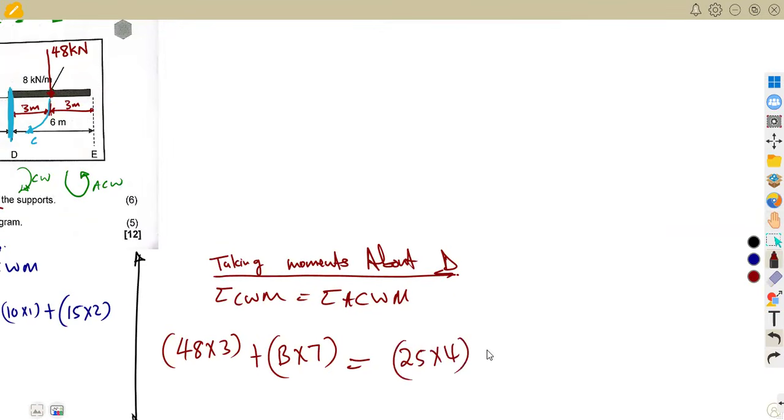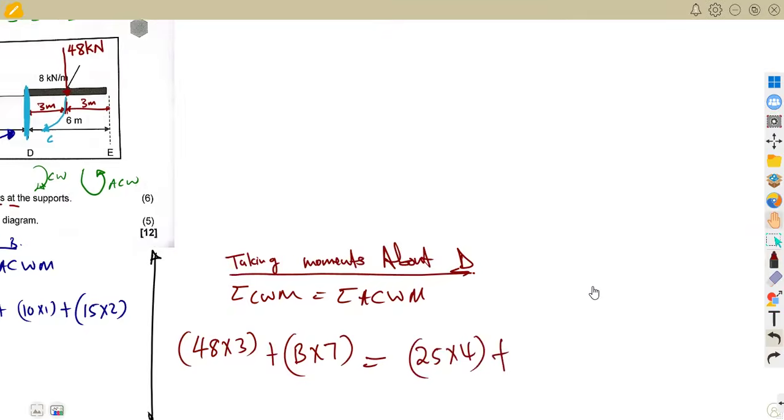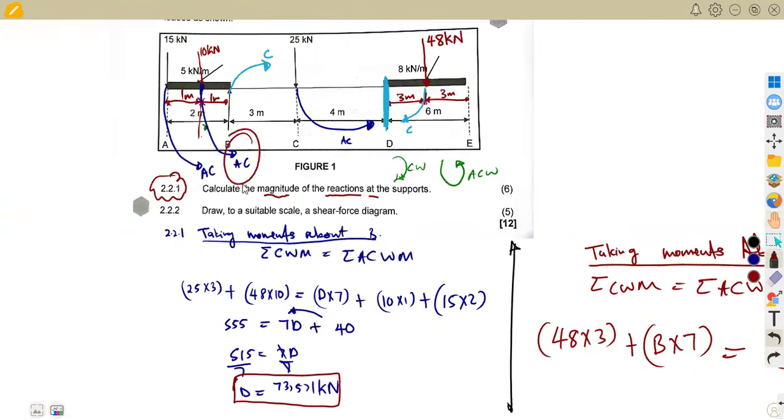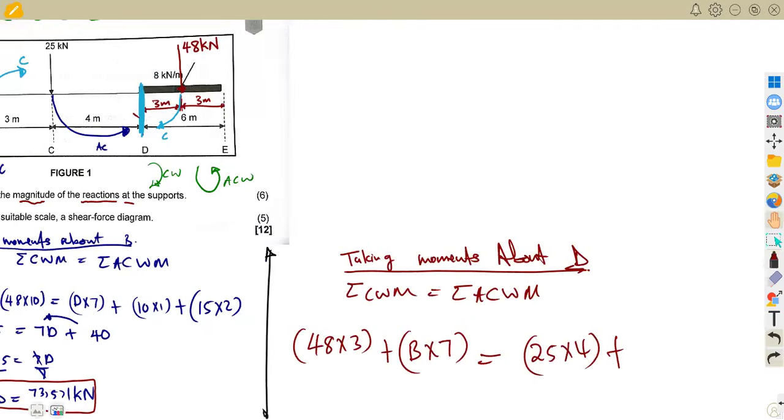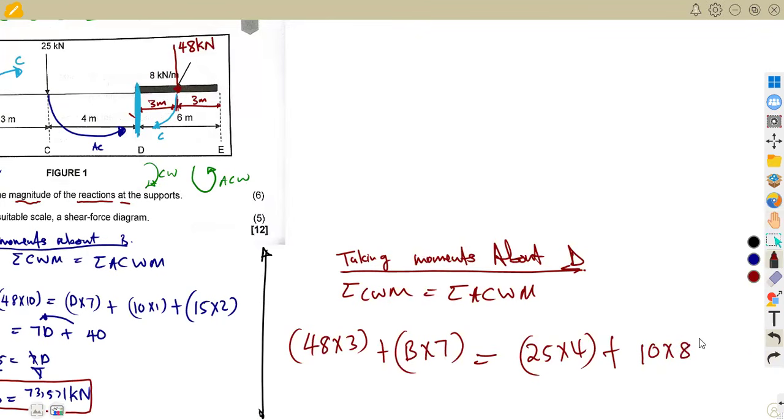25 times 4 plus, we still have another anti-clockwise here. Another anti-clockwise, which is of the 10 kilonewton back to D. So it's going to be the difference back to D here to 10 kilonewton here. So this is the difference that we want. There's a difference of 4 plus 3, which is 7, plus this one between these 2 points. So that's 4 plus 3 plus 1, which is 8. So there's a difference of 8 there. So that's 10 times 8 back to D. So 10 times the difference of 8.